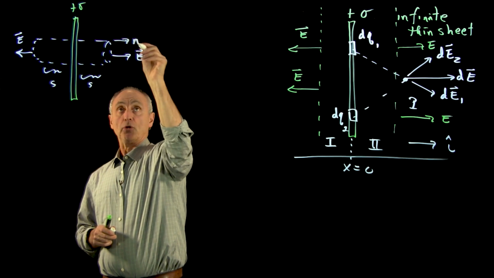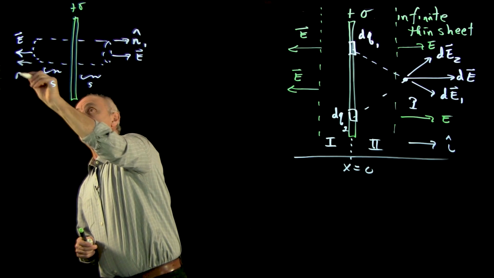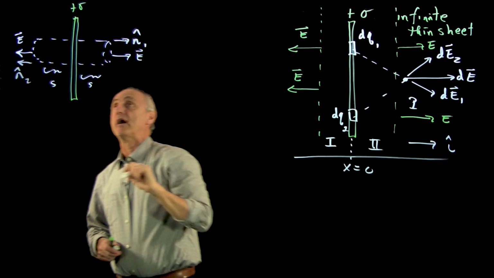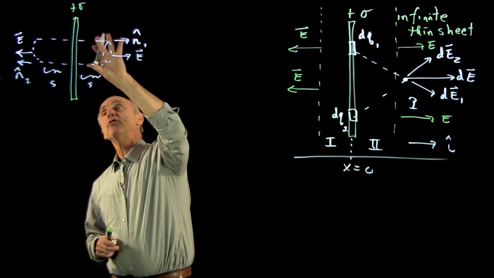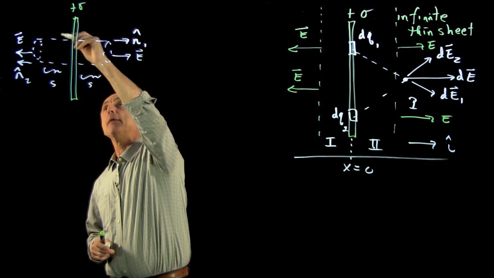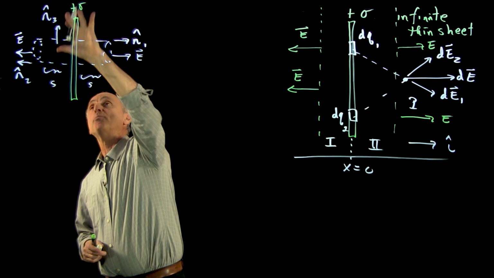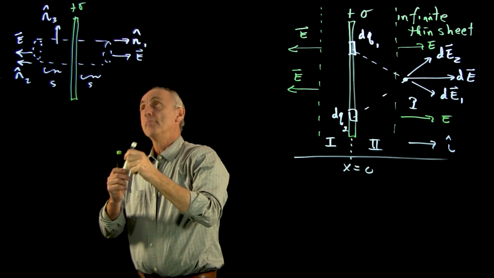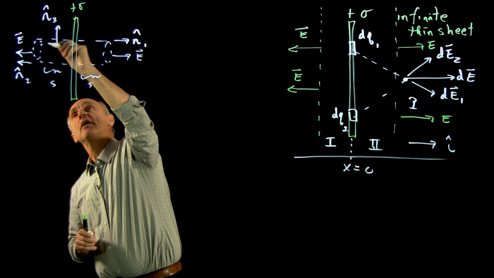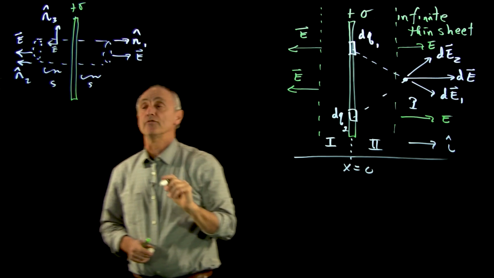Remember that the unit normal on this end cap points out, and the unit normal on that end cap also points out. Our Gaussian surface has three different faces, two end caps and a body, in which the unit normal points out on the body. But because the electric field is tangent to that, there'll be no flux through the body of the surface.